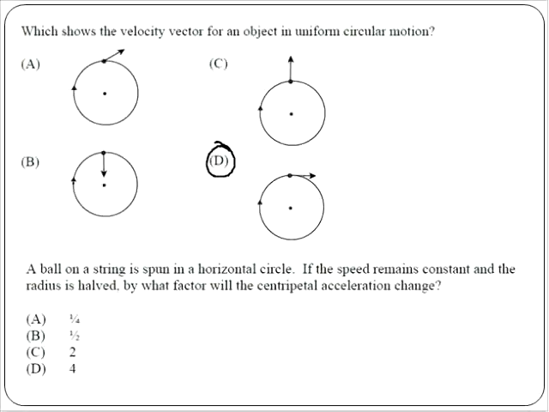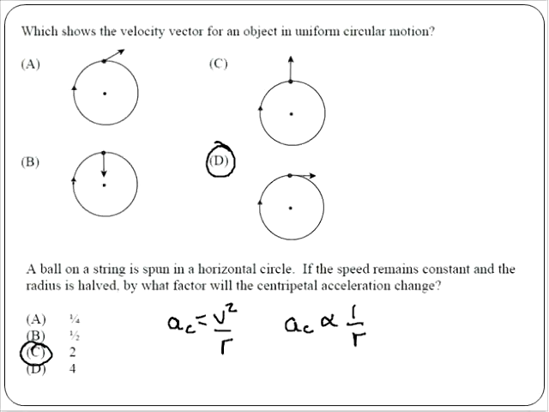A ball on a string is spun in a horizontal circle. Again, very similar to one we had. The centripetal acceleration, by what factor would it change? Well, here's the formula. If we halve the radius, remember, last time it said FC, centripetal force. This time it says centripetal acceleration, but the relationship is still the same. It's proportional to 1 over r, so it's inversely proportional to the radius. So if we halve the radius, we double the acceleration. If we doubled the radius, we would halve the acceleration. If we tripled the radius, we would have 1/3 the acceleration, etc.